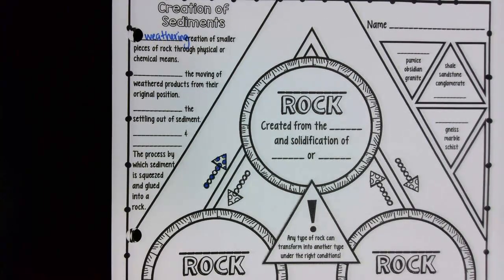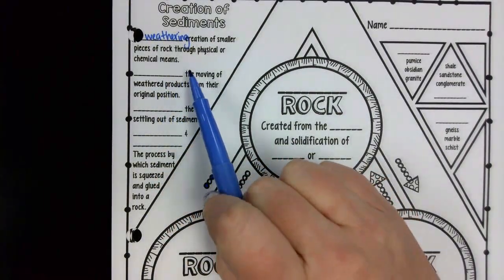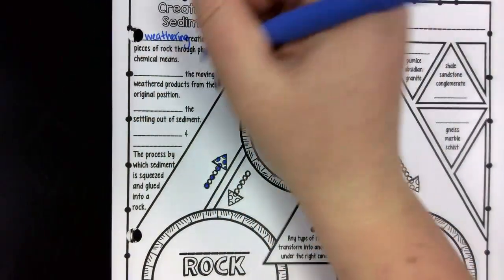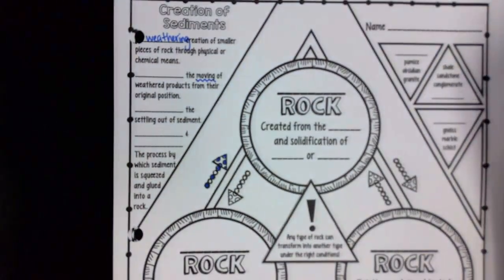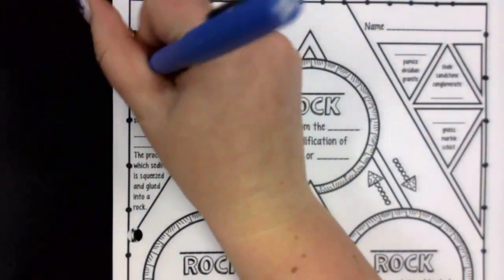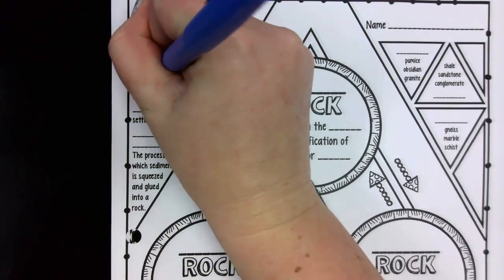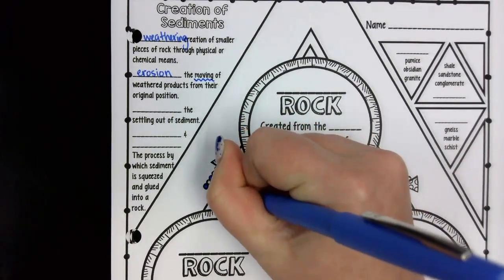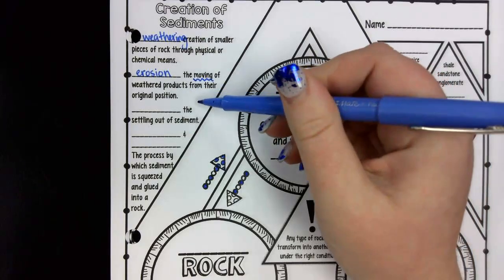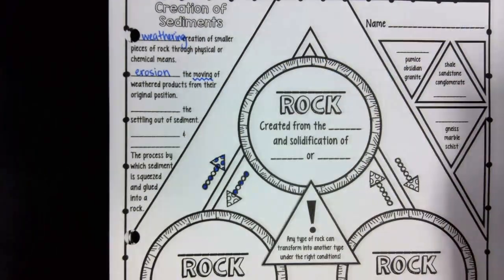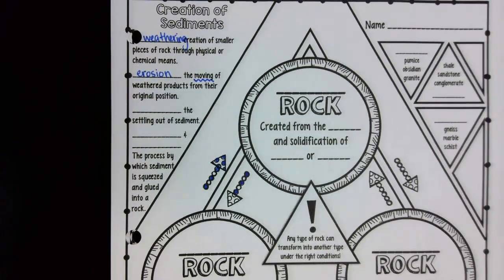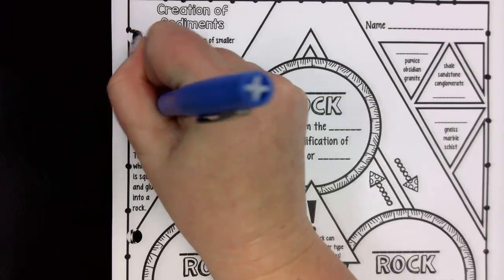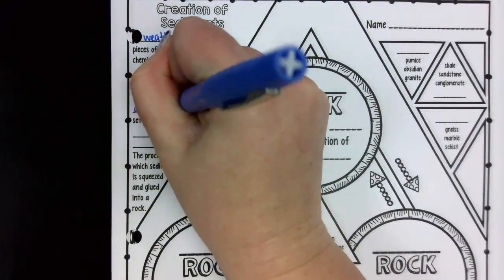So after weathering, the next one says the moving of weathered products from their original position. So we've talked about how the movement of weathered products or sediment is called erosion. So we have erosion and weathering, and hopefully that means that you can surmise what the last blank might be. The settling out of sediment, we call that deposition, the depositing or deposition of sediment. So that's when sediment stops moving, when it settles in one spot.